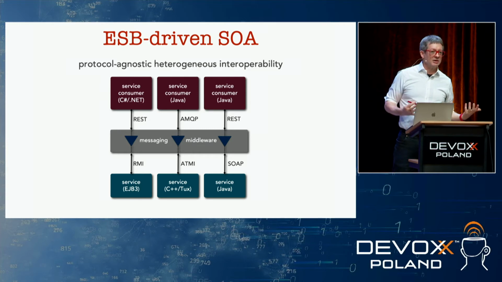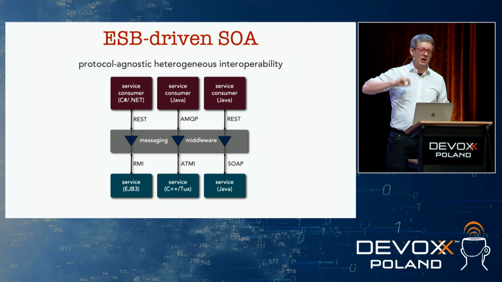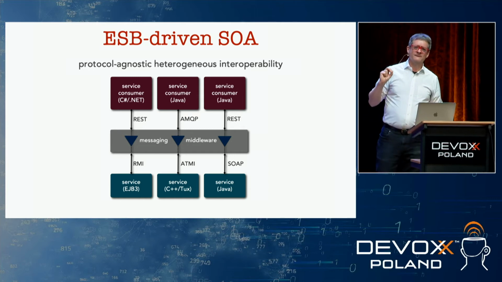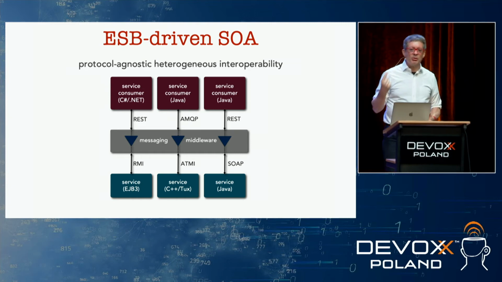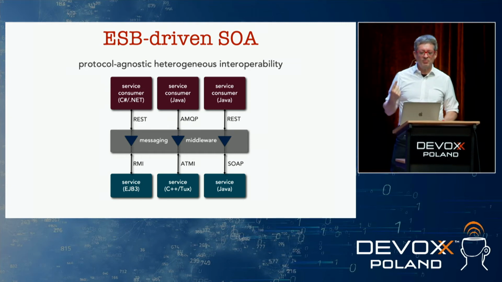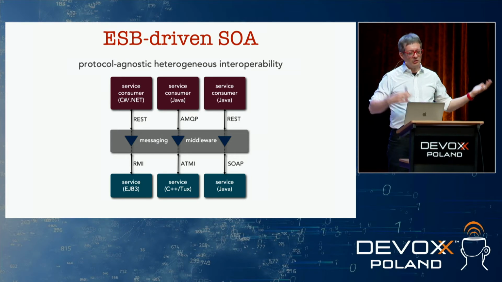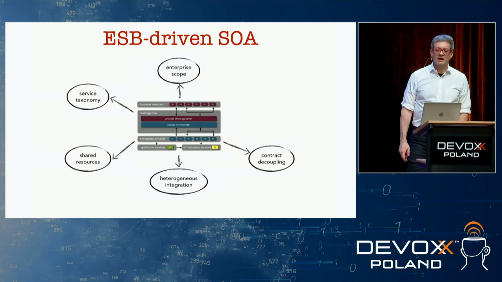But the good thing about it, because it is an integration hub, is it gives you the highest level of integration architecture, protocol agnostic, heterogeneous interoperability. What does that mean? Protocol agnostic means I don't care about the protocol. Heterogeneous means I don't care about the platform. And interoperability means I can talk to it. Because the enterprise service bus is an integration hub, you don't really care about what the caller and the callee are in. It paves over all those differences for you very, very nicely.